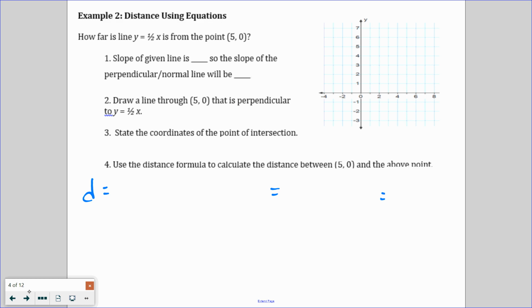All right, so let's try again. How far is the line y equals 1/2 x from the point (5, 0)?